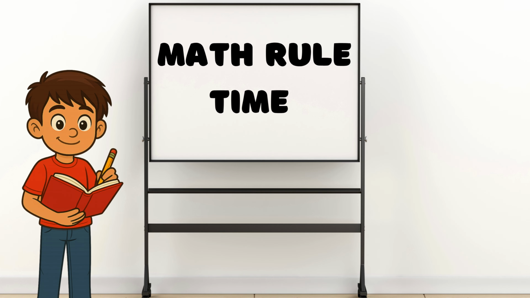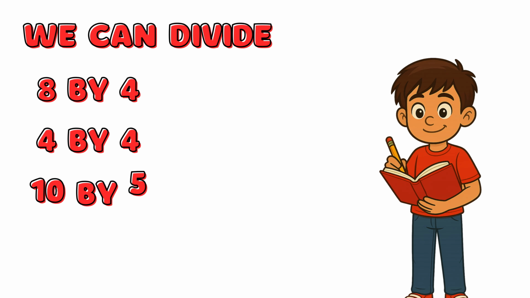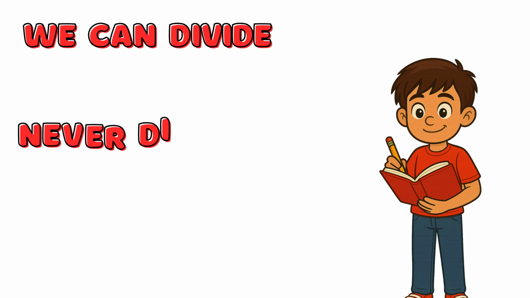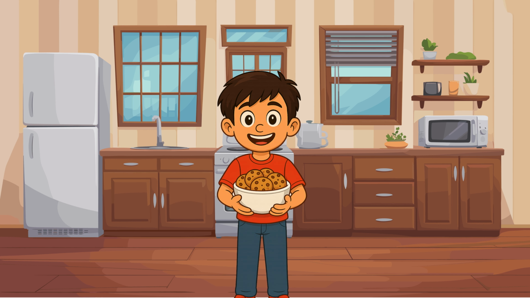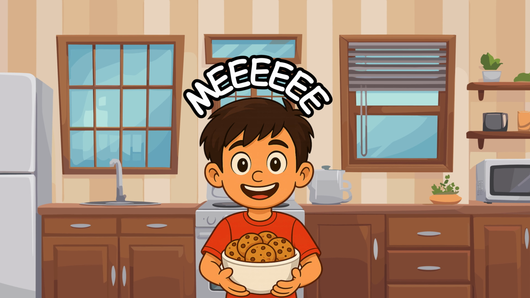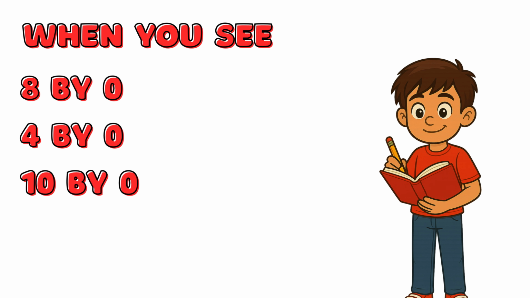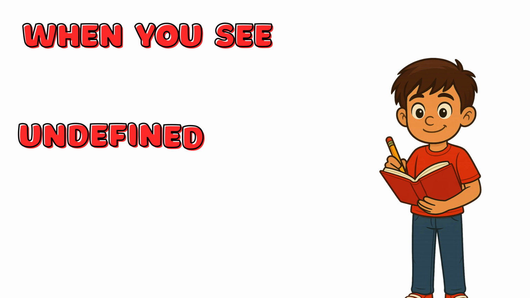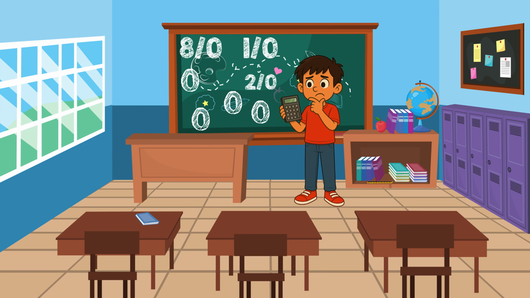And this one's big. You can divide all sorts of numbers, but you can never divide by 0. Nope, never. If I tried to share cookies with 0 friends, who gets them? Me! Because there's no one else here. So whenever you see divide by 0, the answer is called undefined. That's math talk for you can't do that. Even Mr. Cognito can't divide by 0.